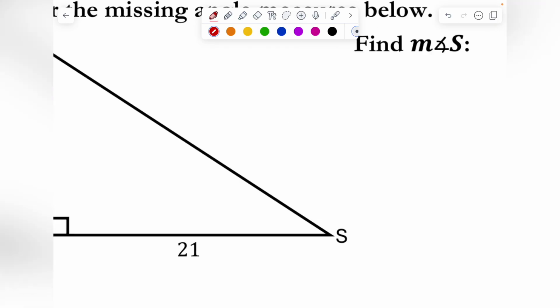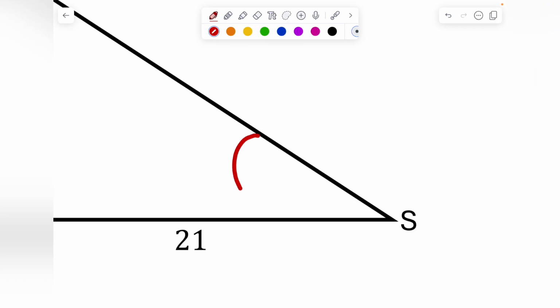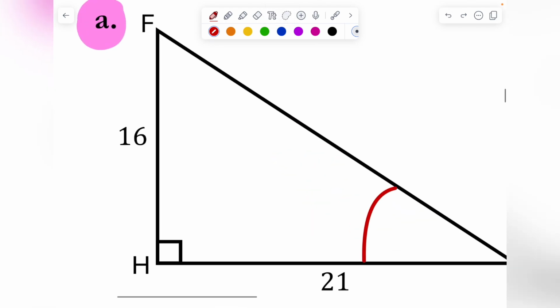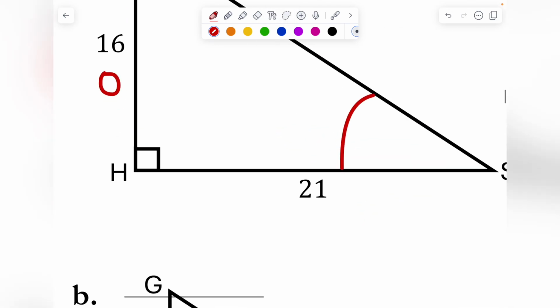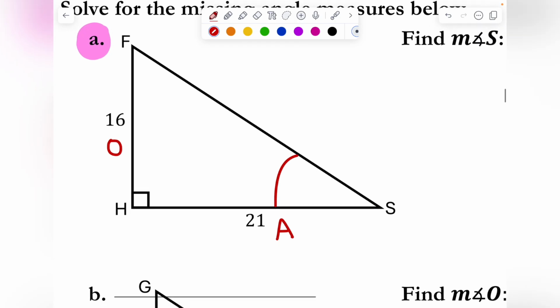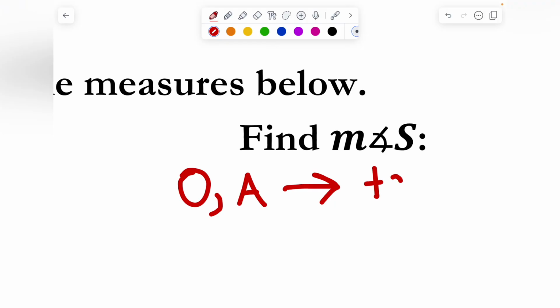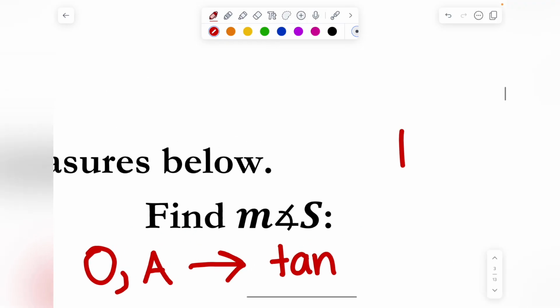So let's start by finding the measure of angle S. For this, I'm going to mark angle S here. Now from angle S, it gives me the opposite side and the adjacent side. So when I have opposite and adjacent, that tells me that I need to use tangent, okay? Because that is TOA.